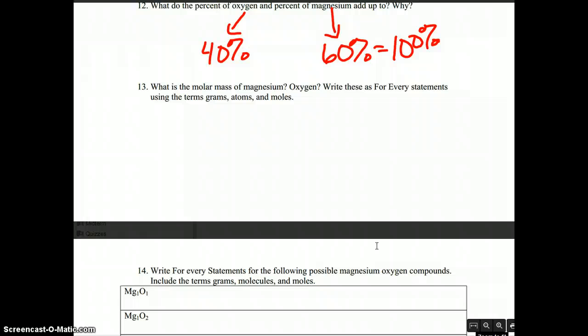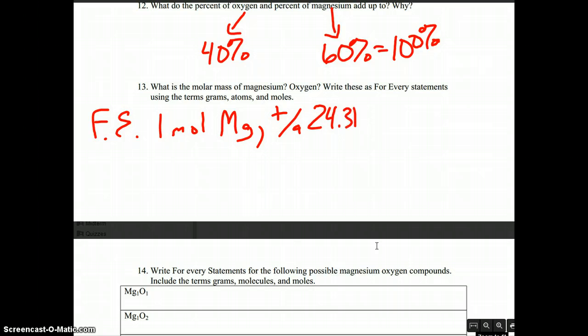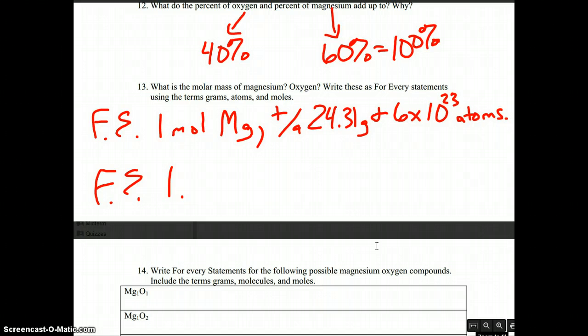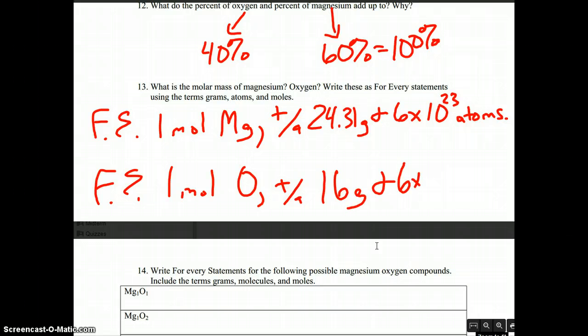Okay, what's the molar mass of magnesium and oxygen? And write that as "for every" statements involving grams, atoms, and moles. Well, we could say that for every 1 mole of magnesium, there are, from our periodic table, 24.31 grams. And remember, that corresponds to 6 times 10 to the 23rd atoms. And then again, for every 1 mole of oxygen, there are 16 grams and 6 times 10 to the 23rd atoms.